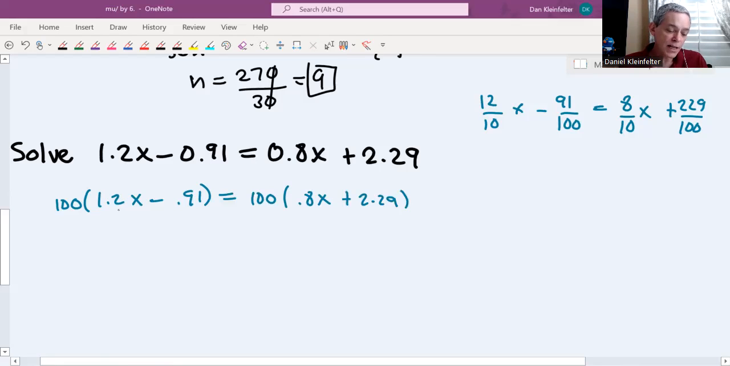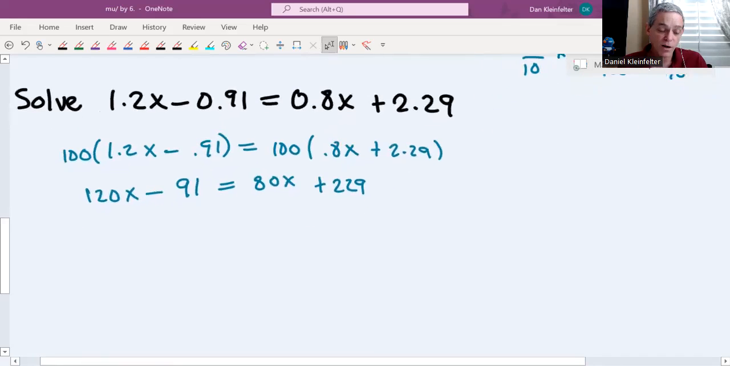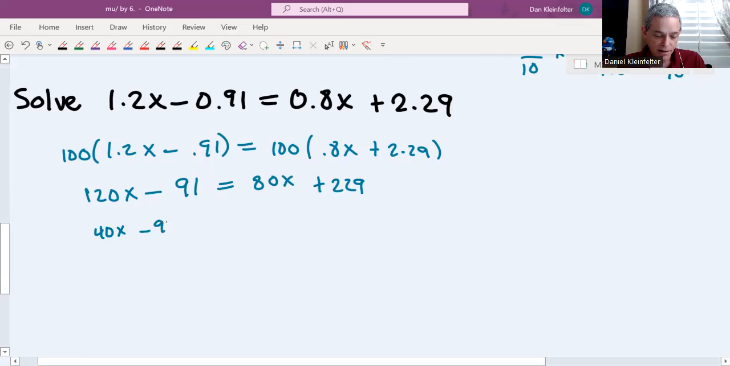Okay, all right. So then 100 times 1.2x is 120x. We'll have minus 91. On the right side, we will have 80x and 229. All right, so at this point, the decimals are all gone, and so we'll just follow the steps that we'd had before to finish the solution. So let me work on the x's first. I'm going to subtract 80 from both sides. So this will give us 40x minus 91 is equal to 229.